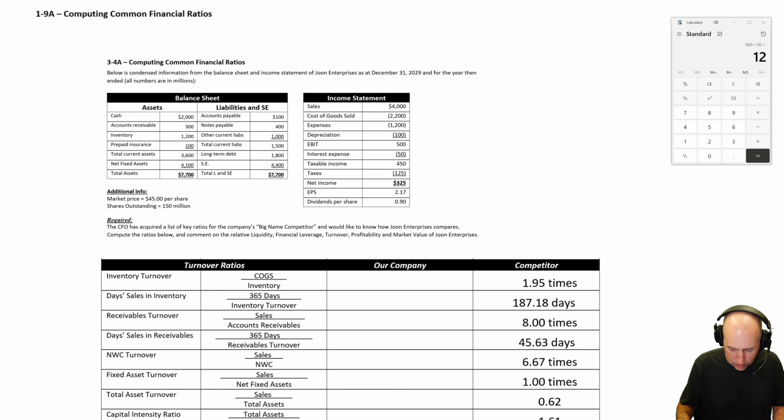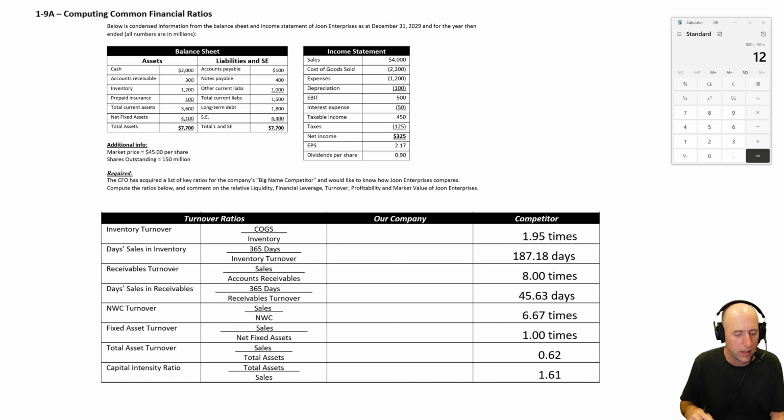Okay, turnover ratios. These are all efficiency ratios. How well do we sell through our inventories? How well do we collect our receivables? Any turnover, you're going to want to see bigger. Bigger is better. So let's do the first one, COGS divided by inventory.